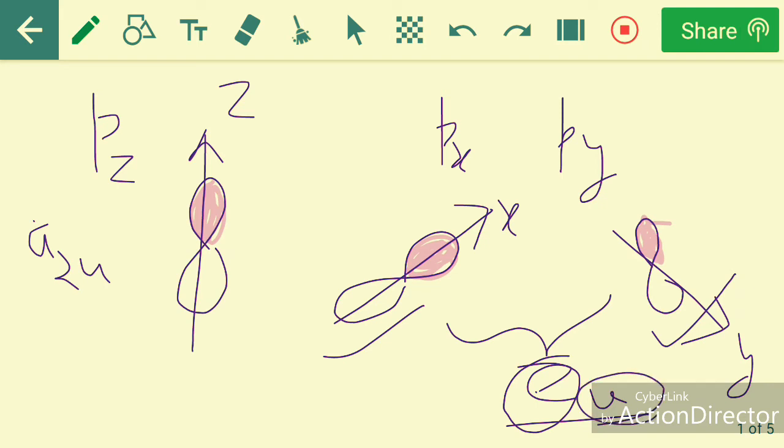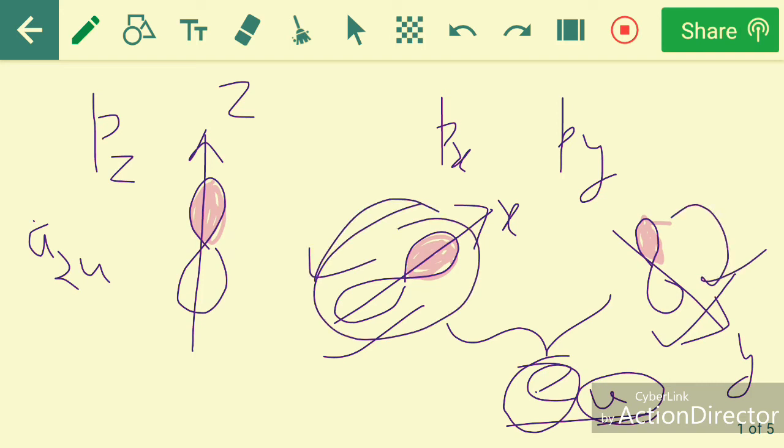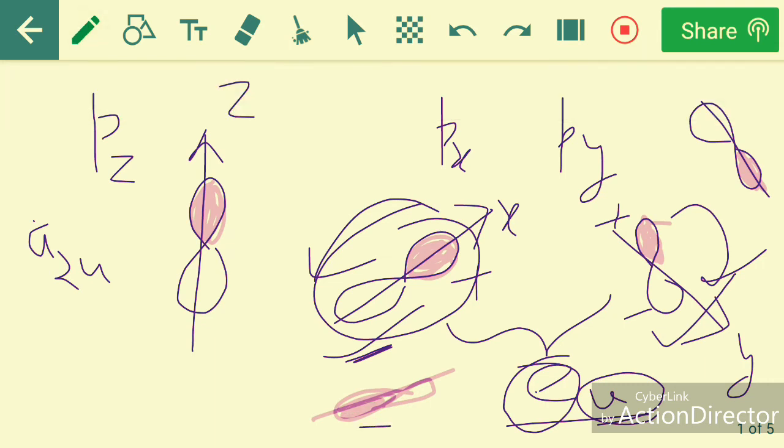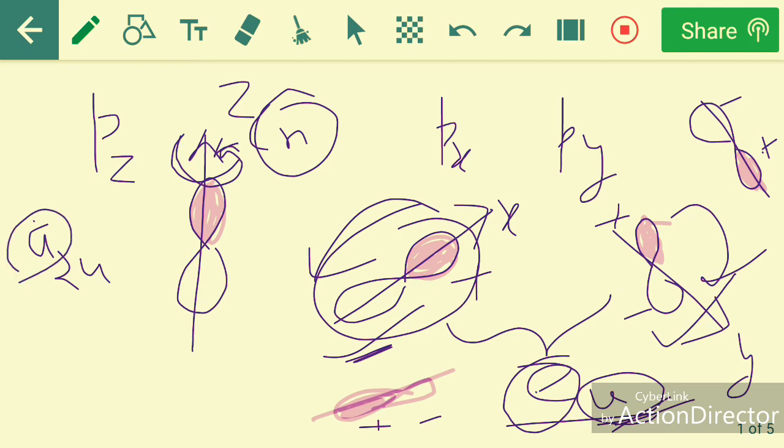And now what is the meaning of u? U means if we invert this orbital, then we will get a change in the wave function sign. So this plus, this minus will change, and after inversion these orbitals will look like this. So there is a change in wave function sign, and these will come under category u. So these orbitals are eu, and in this case, if we rotate the pz orbital along the Cn axis, then we will get a similar wave function sign. The sign will not change, it will remain the same. So it comes under category A.